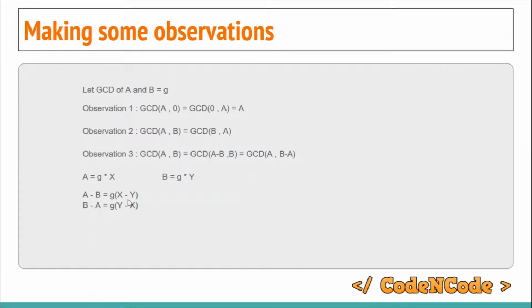Now it clearly shows that A minus B is divisible by G and B minus A is divisible by G. When you write a number A equals GX, it indicates that this number is divisible by G and this number is divisible by X as well. So A minus B is divisible by G and also by X minus Y. Same goes for this. So what it tells is that A minus B is divisible by G and B minus A also is divisible by G. While G is the highest number that divides A and B both, hence their GCD does not change. So the third observation tells us that GCD of A, B is equal to GCD of A minus B, B, or GCD of A, B minus A.